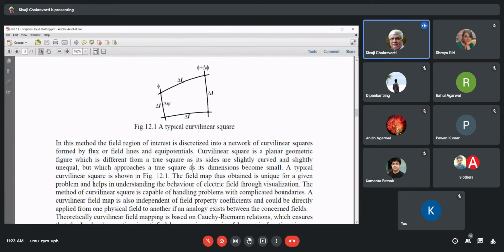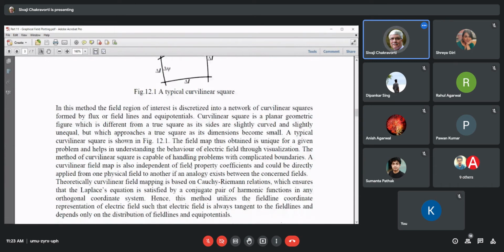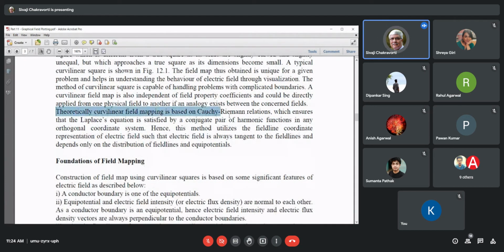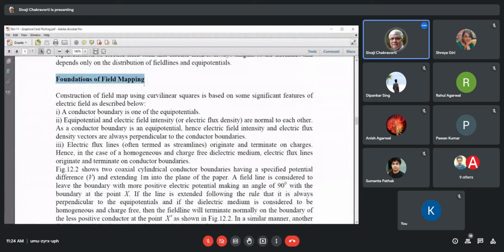Now, the field map we actually get using this curvilinear square, as I have already said, gives a very good understanding of the behavior of the electric field that we are going to study. And again, theoretically, these are based on Cauchy-Riemann relations, which I have already said are conjugate harmonic functions, etc. But I am not going into all that. What we are going to explain is what are the foundations of the field mapping.